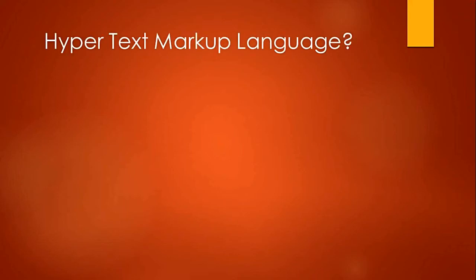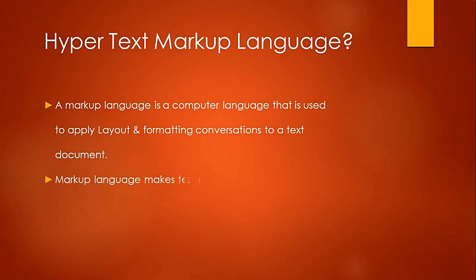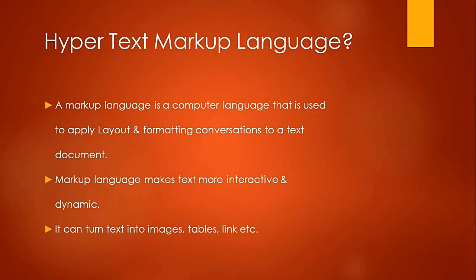Let's start lesson 2. We have been listening to the word HTML. It stands for Hypertext Markup Language. So what is basically hypertext? What does markup mean? Now let's have a look. A markup language is a computer language that is used to apply layout and formatting conventions to a text document. Markup language makes text more interactive and dynamic. It can turn text into images, tables, links, etc.